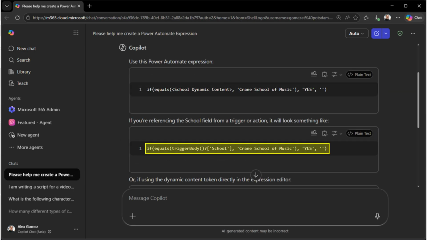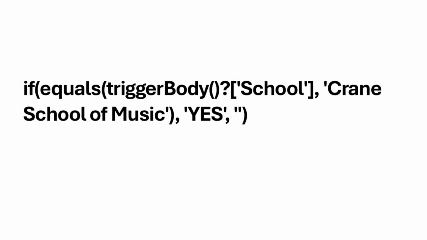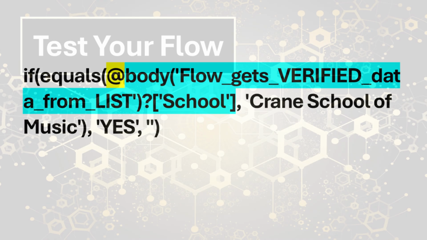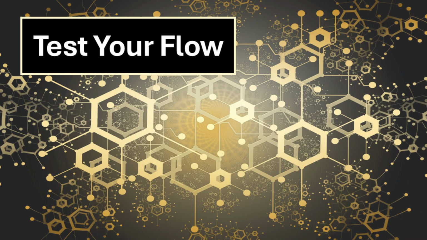Once the expression is generated, copy it into a text editor. Replace any sample dynamic content with the appropriate dynamic content from your flow. Remember to remove any unnecessary characters before adding the expression to your flow. As with any significant flow change, be sure to test your flow thoroughly to confirm the expression is working as expected.